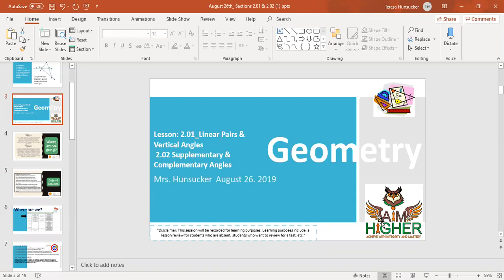We're going to cover two sections on linear pairs and vertical angles and supplementary and complementary angles. So we're going to discuss 4 different special angle pairs. Some you may be more familiar with than others.